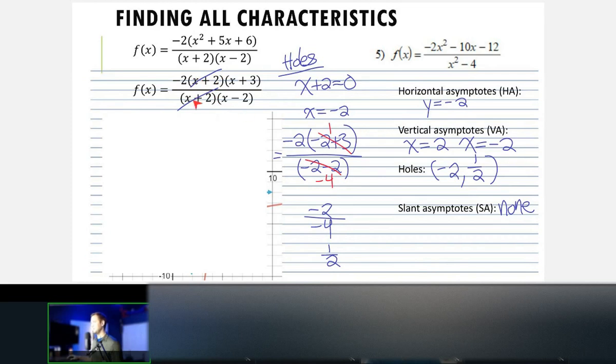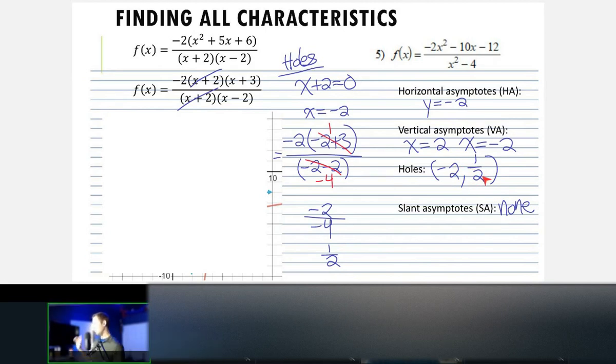We factor everything, we identify the matching factors, and then set that equal to 0 to get x equals negative 2. That is your x value. These cancel out, and then we just plug that x value into what's left over to solve, and that is the y value. So negative 2 comma 1/2.